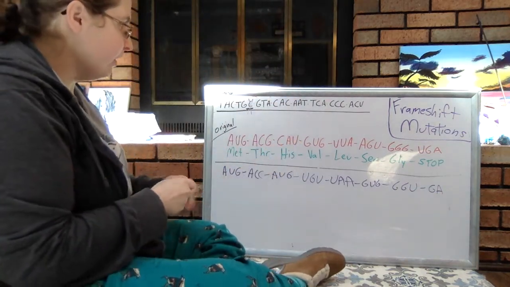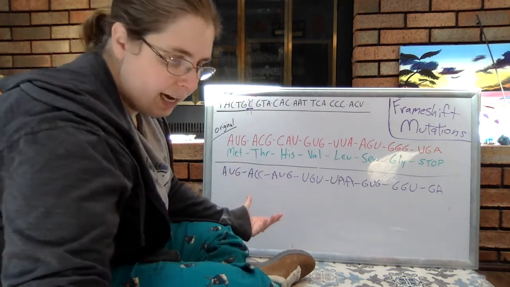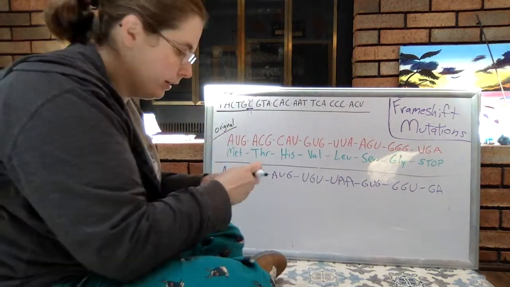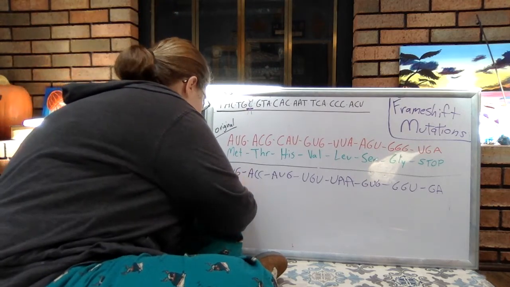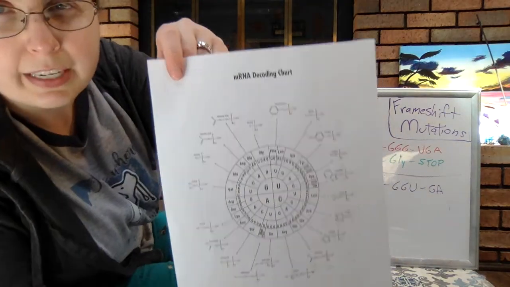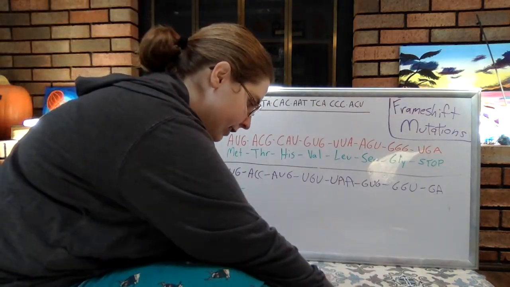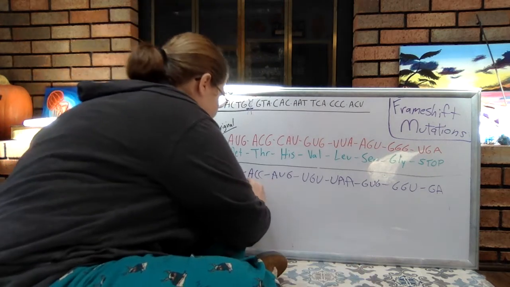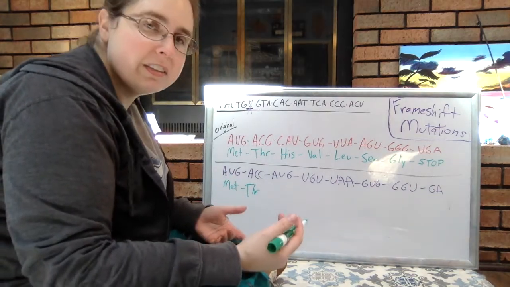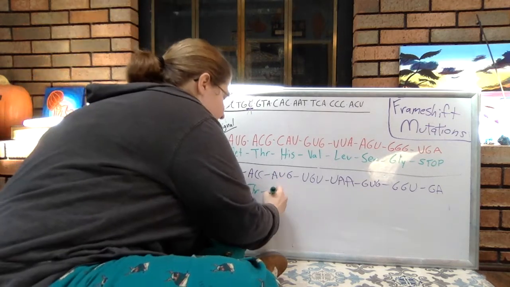Now, as you can tell, since that caused everything to shift, that's going to affect a lot of our amino acids. So let's check out which amino acids are now in here. AUG is still met, so methionine. If you're wondering how I know these, don't forget we have our handy dandy little mRNA decoding chart. So ACC is still threonine. Remember, we talked about this when we talked about point mutations, that there is some redundancy in these. So that didn't change that one, but now we have AUG again, which means we have another methionine.